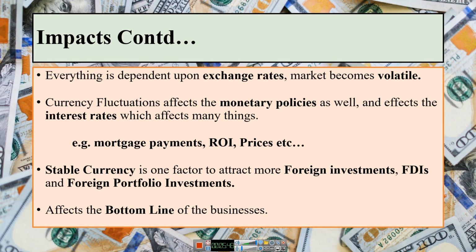Stable currencies are one factor to attract more foreign investment in the form of foreign direct investment and foreign portfolio investment. Foreign direct investment is when foreign investors come to a country and open new businesses, due to which there will be more employment opportunities and tax revenue for the government. And in foreign portfolio investment, foreign investors start buying more shares or securities of a company, due to which the economic environment in a country becomes very good.